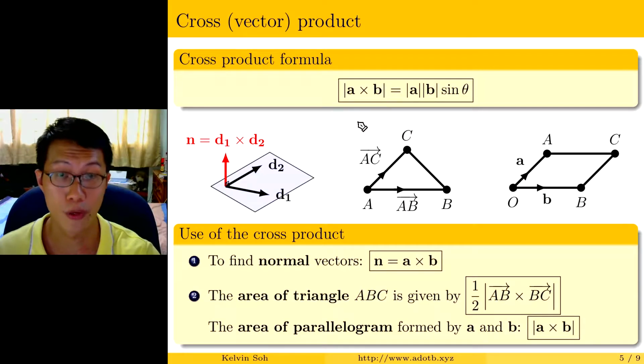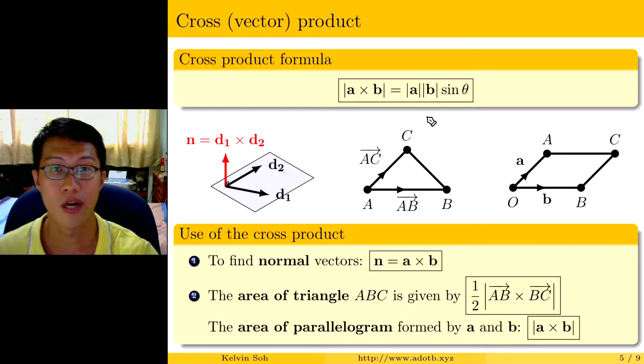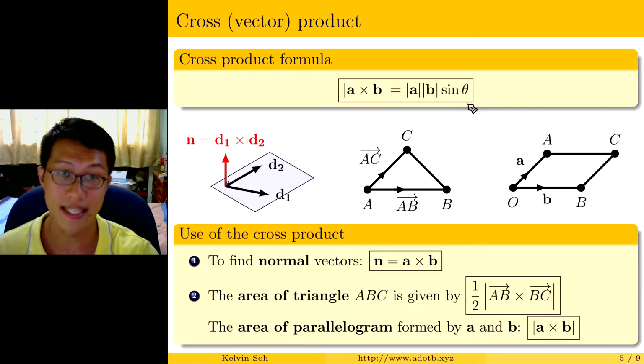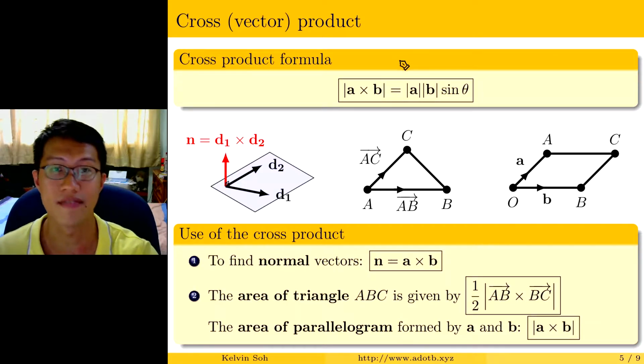Similar to the dot product, we also have a geometrical formula for our cross product. The formula goes this way. When we take vector A cross vector B and take the magnitude, it equals the magnitude of A, magnitude of B, sine theta, where theta is the angle between the two vectors. So the dot product gives us a cosine and the cross product gives us a sine.